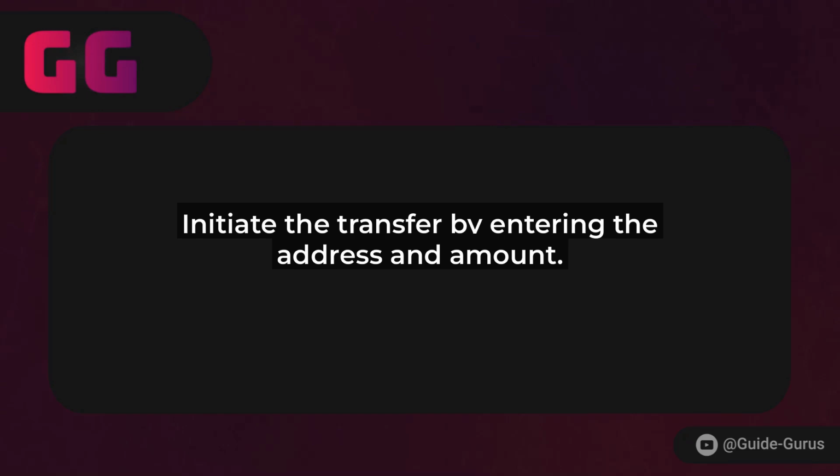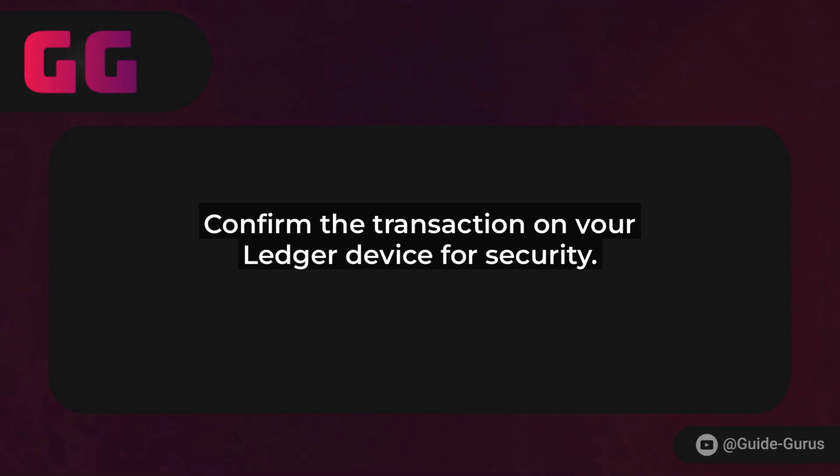Step 5. Once confirmed, sit back and wait for the transaction to process on the Ethereum blockchain. This usually takes a few minutes, but it can vary. Head over to XMO and check your account to confirm the deposit.